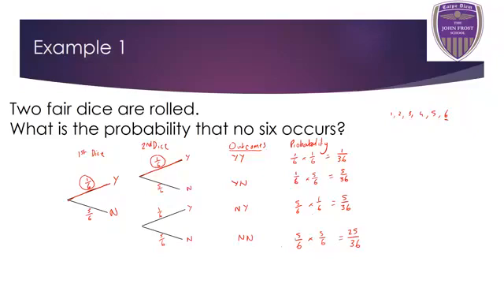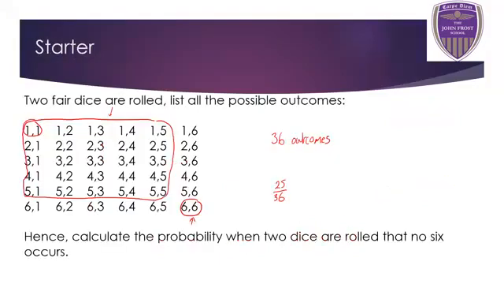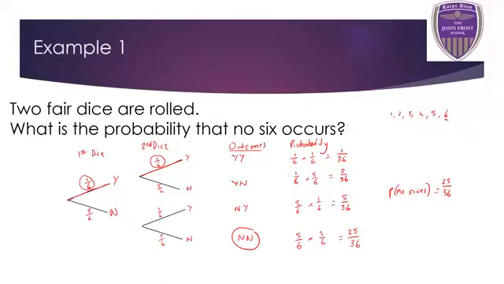Now, what's the probability that no 6s occur? Well, that's this one here, none at all. And so the probability is 25 out of 36. So the probability of getting no 6s is equal to 25 out of 36. Okay, now we already knew that from the start of the question because we already worked out that these are all the possible outcomes. But this is a much, much shorter way of getting that probability without having to list all those outcomes. Okay, hope that makes sense.